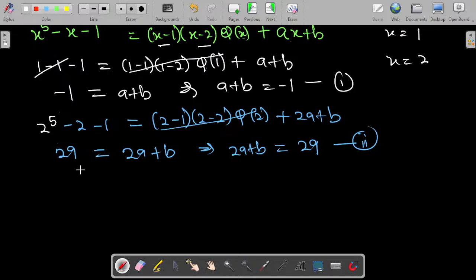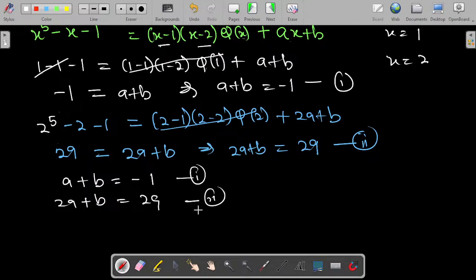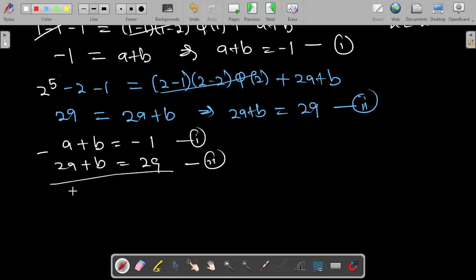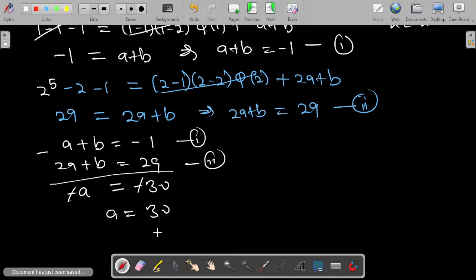So I will bring down the two equations here. We have a plus b is equal to minus 1 as equation 1, and here we have 2a plus b equal to 29 as equation 2. Let's try solving the two of them. So a minus 2a will give us minus a. b minus b will go away, equal to minus 1 minus 29, which gives us minus 30. If you cancel the negatives, you will get that our a is equal to 30.